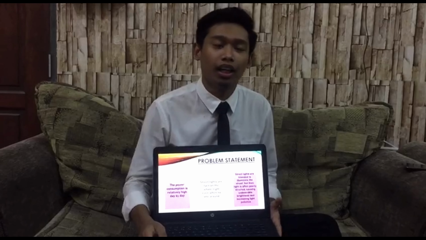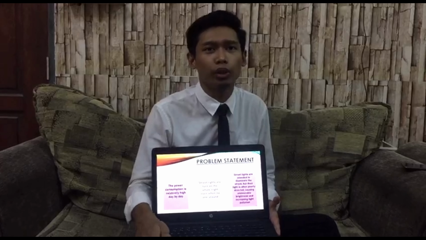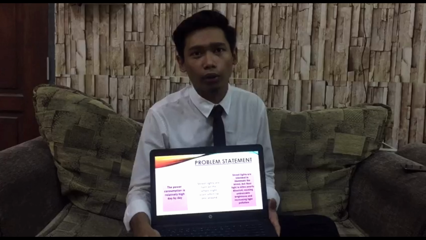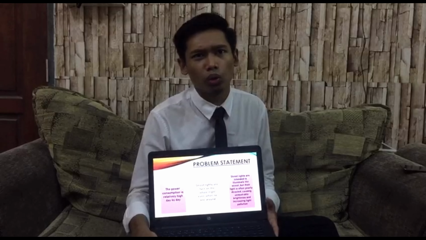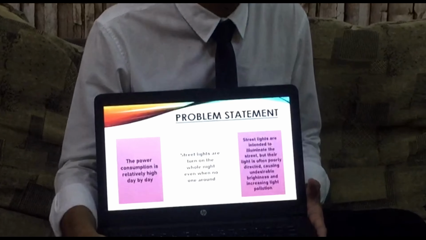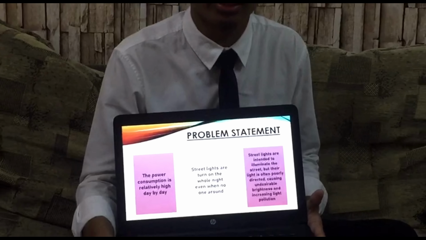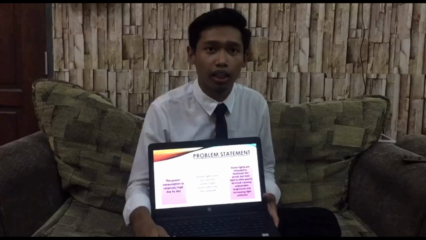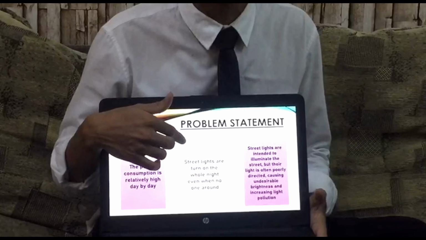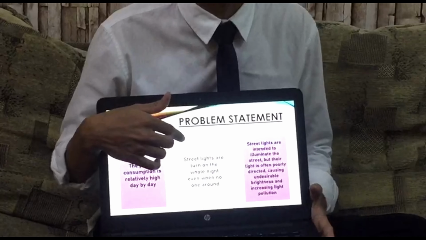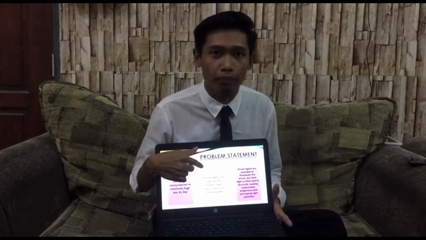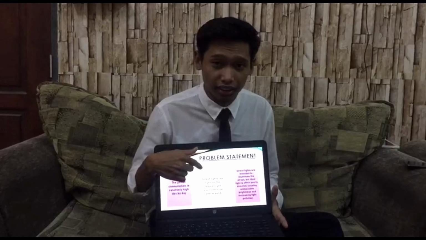For the problem statement, we got this problem statement by doing research. We did the research from Google Scholar to get authentic articles from accredited authors, and also from newspapers to get valid data and information. After researching, the main problem of the street light is that it is turned on the whole night even when no one is around, and that's not good when it comes to electricity consumption.